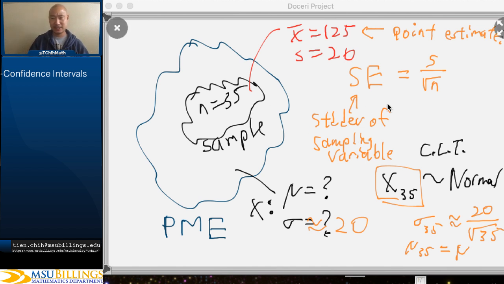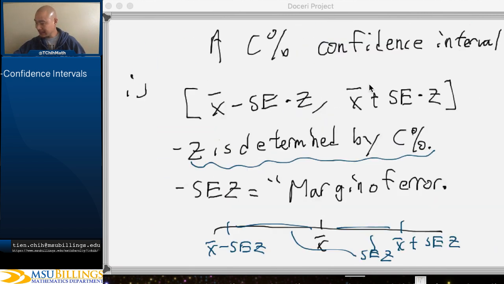And notice this, as n goes up, square root of n gets bigger. As square root of n gets bigger, this fraction gets smaller. So the standard error gets smaller. As the standard error gets smaller, the margin of error gets smaller, right? So if you want a smaller margin of error, you need a bigger sample. And this is perfectly in line with common sense, right? If you want to be more confident in your results, if you want to be more accurate, then you need to measure more things. You can't just measure 2 elephants and call it good, right?